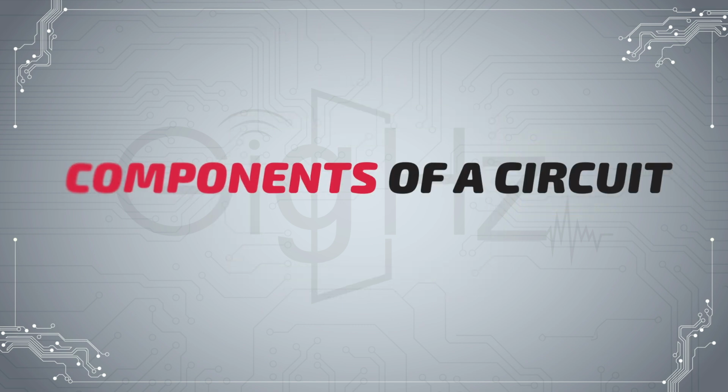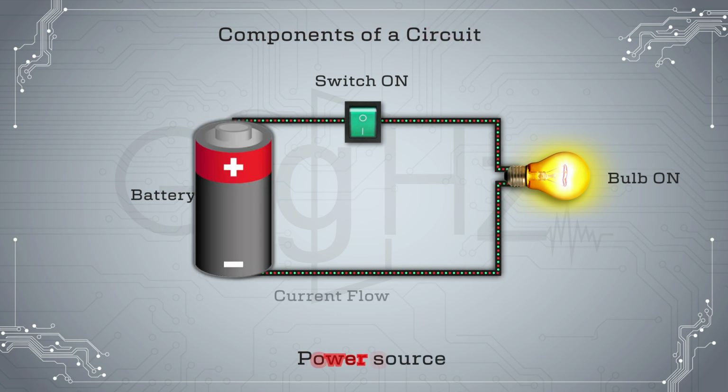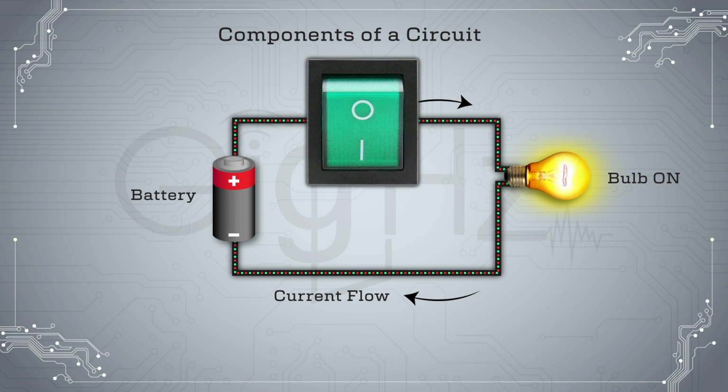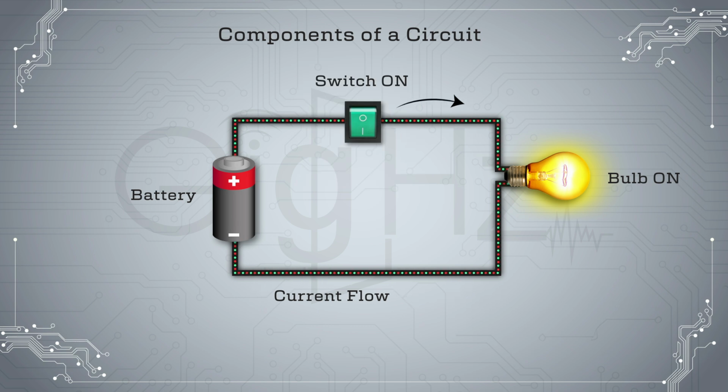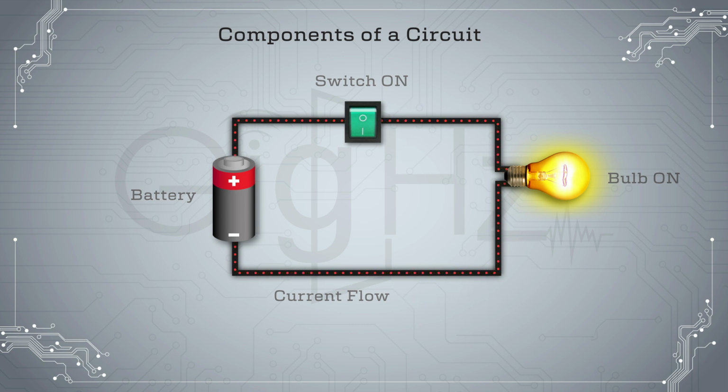Components of a circuit. Every circuit has four main elements: a power source, conductors, a load, and a switch. Let's break it down. Understanding these components is important, but how do they work together? Let's explore the difference between closed and open circuits.